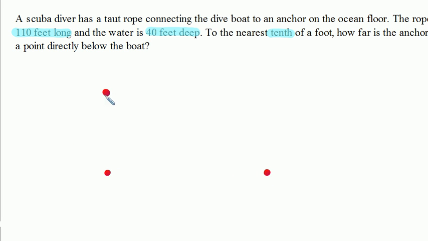So it says that the water's 40 feet deep. So this has to be 40 feet from the boat to a point directly below the boat. And it says our anchor has a rope that's 110 feet long. So it's going out to our anchor here at 110 feet.